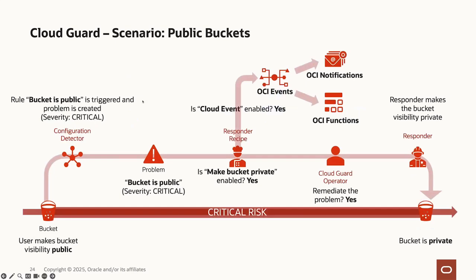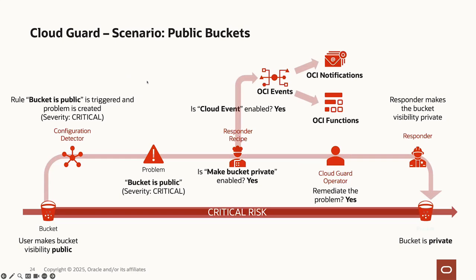Right, so this scenario here is pertaining to public buckets within object storage. So this could pose a critical risk to your environment if you have a public bucket in object storage, because essentially that data within that bucket would be publicly accessible, right? So you always want to try to keep your buckets private when you're using object storage, unless you have a particular need to have a public facing bucket.